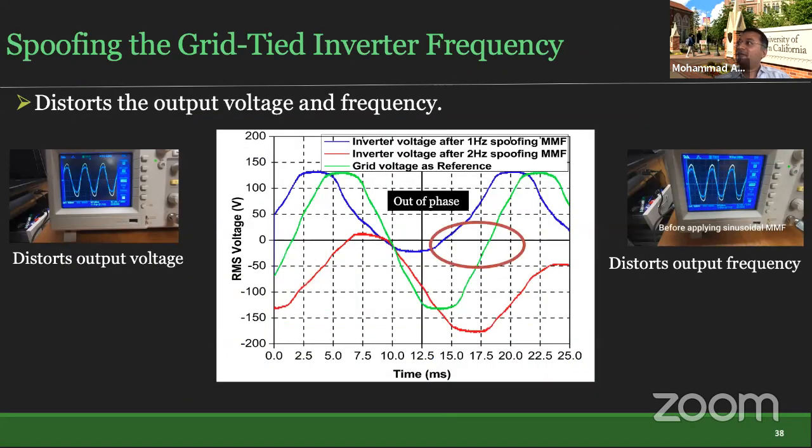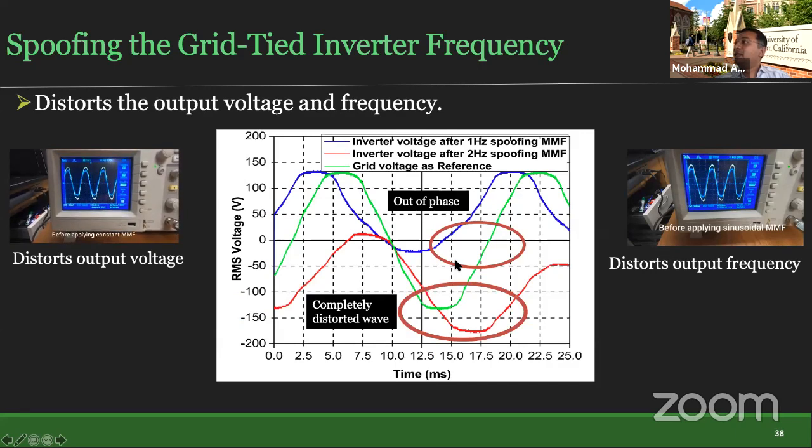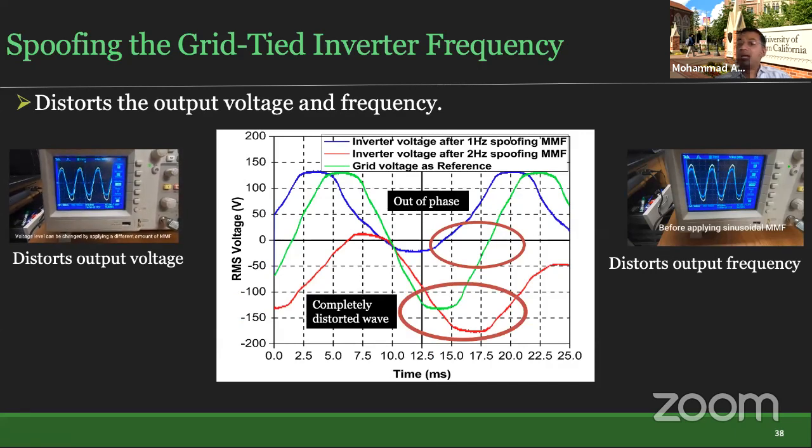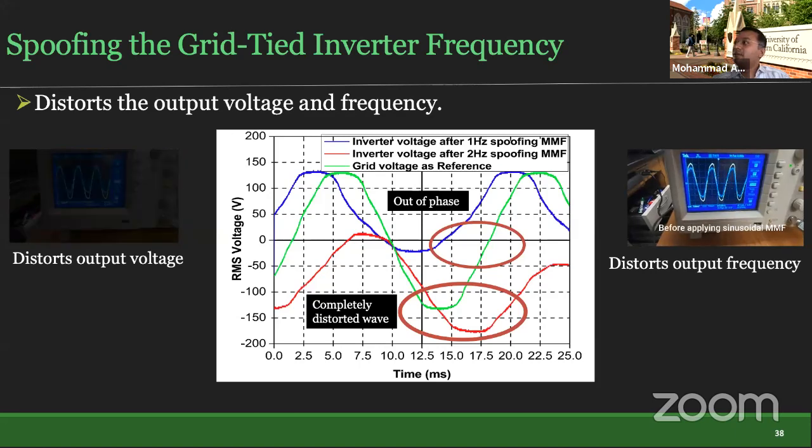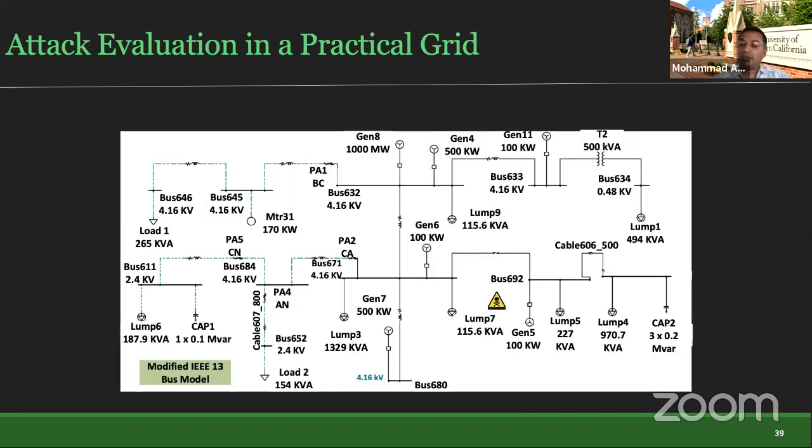And if you look carefully at this voltage parameter I'm showing here, you can make it out of phase and completely distort the wave and frequency. And it costs less than $50. We have demonstrated that, spending less than $50, you can really cause serious problems in the grid.